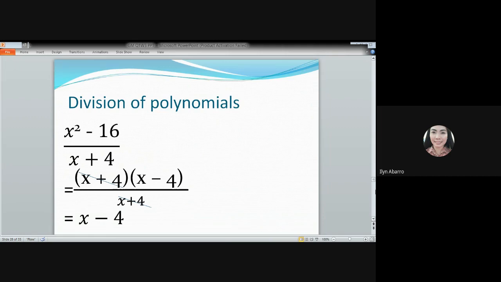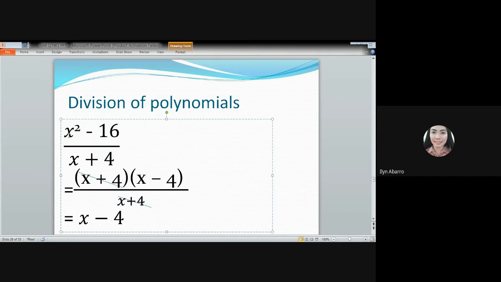Okay, in division of polynomials or rational expressions, this is only simplifying, okay? x squared minus 16 divided by x plus 4. This is only simplifying a rational expression. So first, we will inspect or analyze what is given.